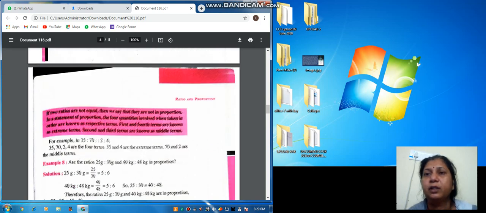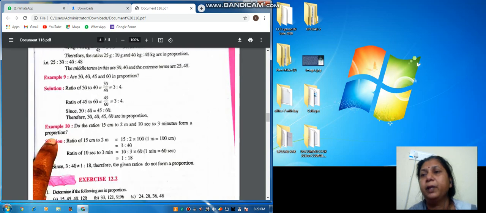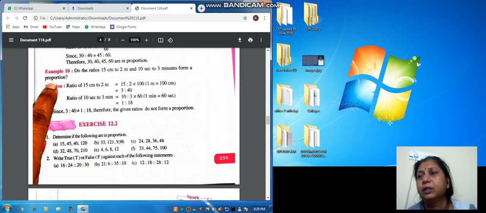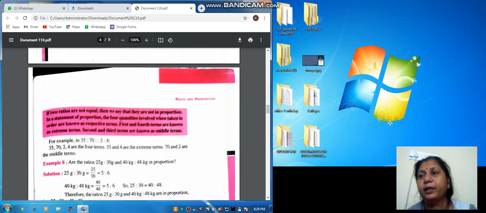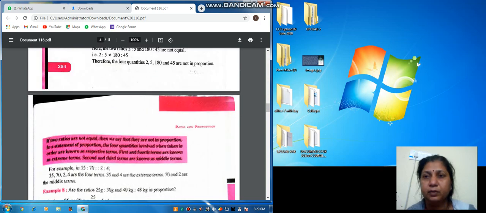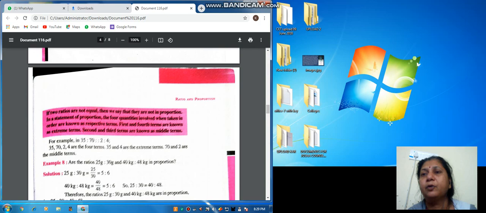So this is a little blur. So please see in the book page number 255. Sorry. थोड़ा सा ब्लर है ये. अगर आपको सही नहीं दिख रहा है तो प्लीज आप बुक में देखिए. पेज नंबर 255 पे है.